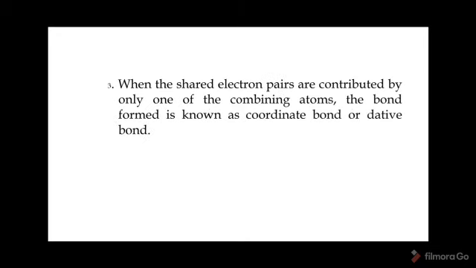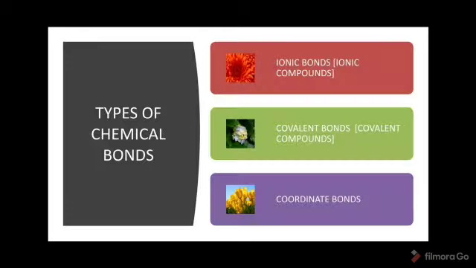Third, when the shared electron pairs are contributed by only one of the combining atoms, the bond formed is known as a coordinate bond or dative bond. We're going to discuss all of these. There are 3 types of chemical bonds: ionic bond, covalent bond, and coordinate bond. We're going to discuss them one by one.